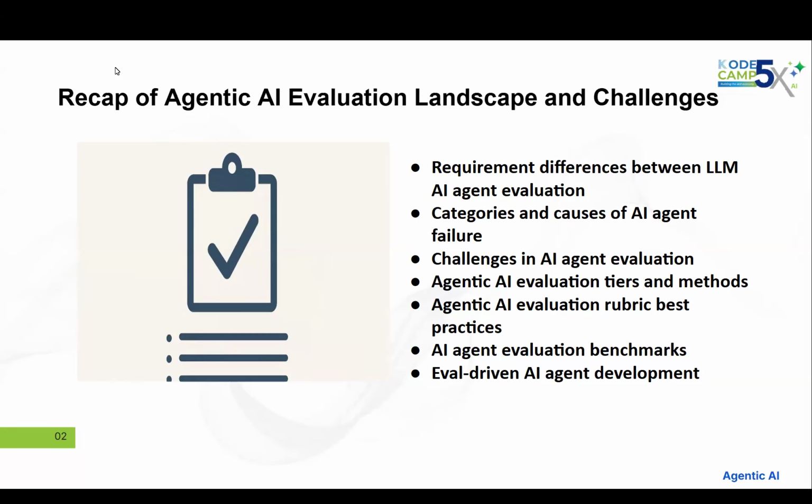Okay, so I might finally speak about the agentic evaluation tiers. There's the component level, the system level, and the trajectory level. So what happens at the component level?